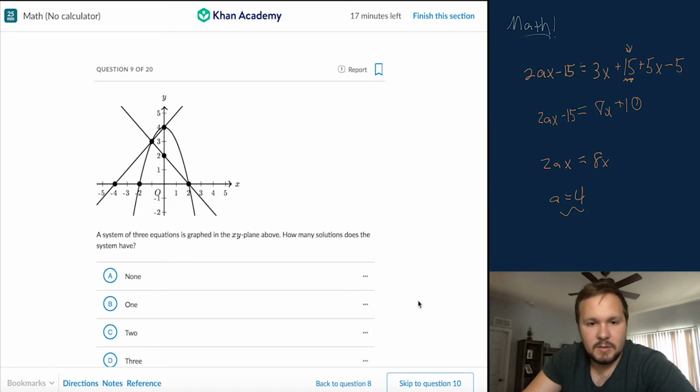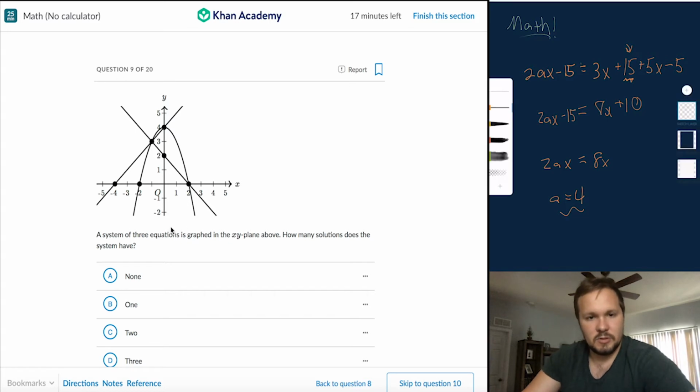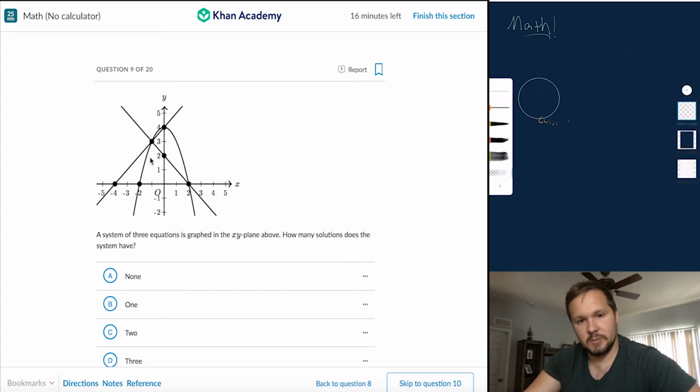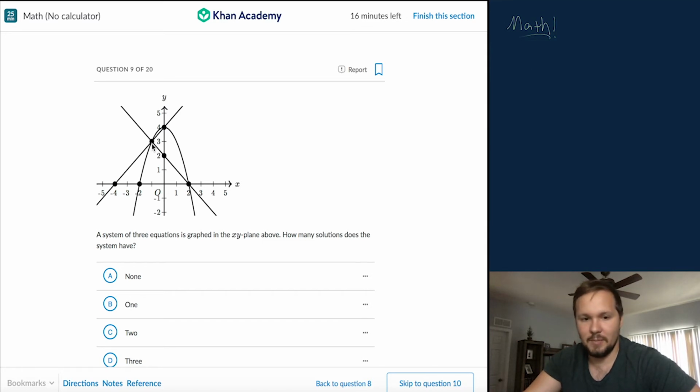All right, a system of 3 equations is graphed. How many solutions does it have? I can tell right now it has one solution. A solution of a system of equations is where they are all equal, and this one spot right here is the only spot where that happens. So there's one solution.